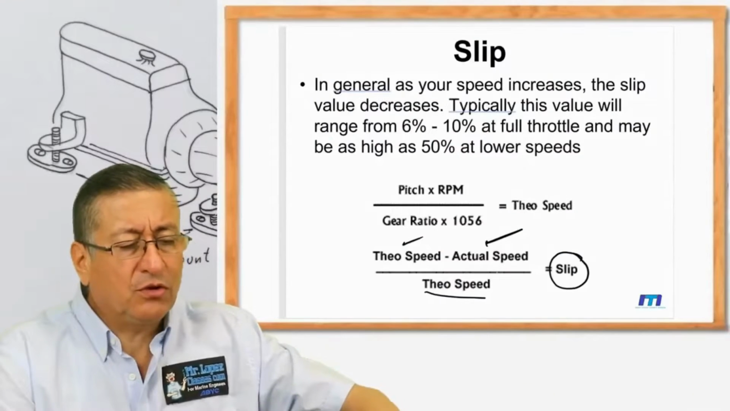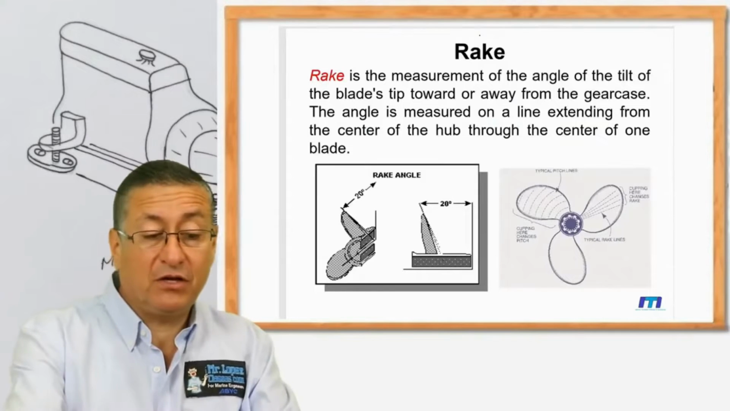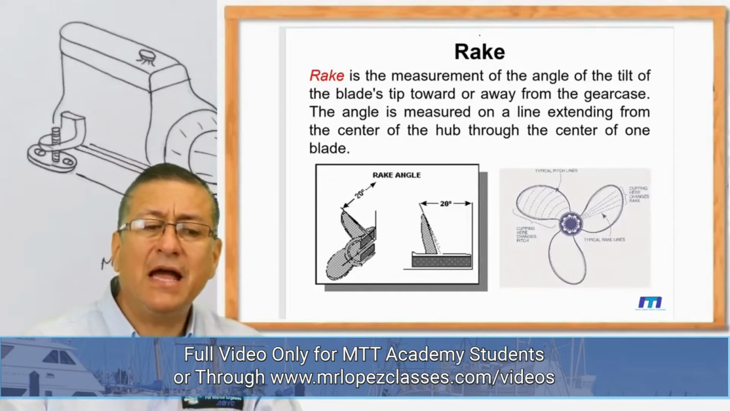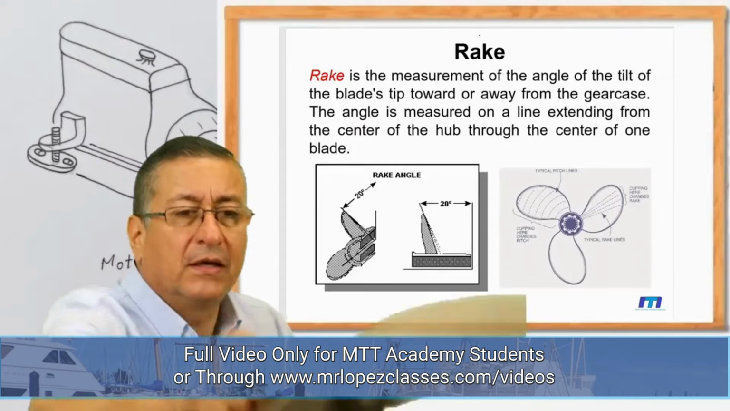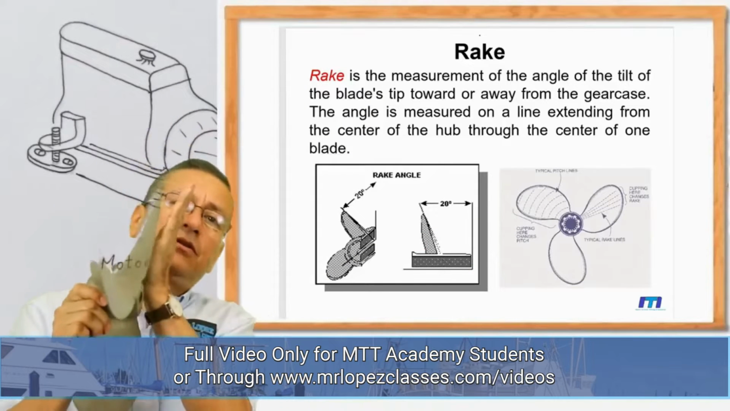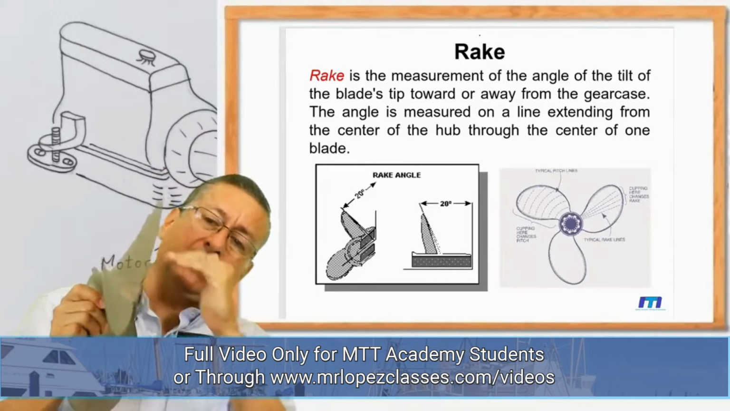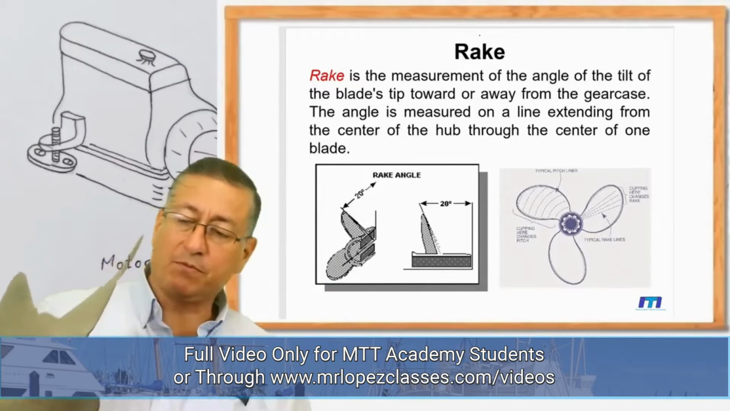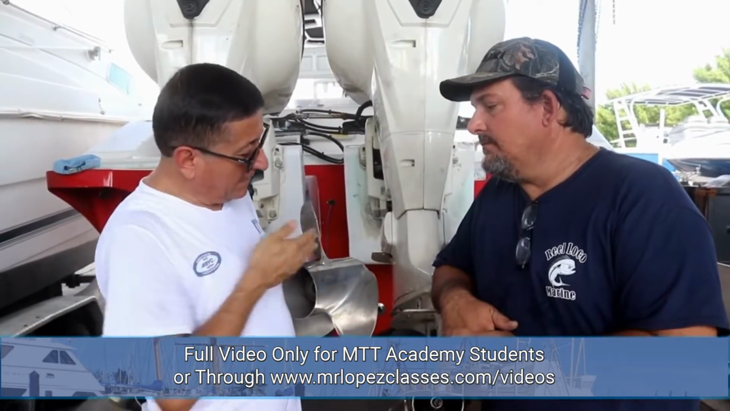My friends, we are going to continue with the other important information in relation with the propeller. This is the rake. It is the angle of inclination between the blade and the axis of the propeller. This angle of inclination of the blade with the axis of the propeller is your rake. The rake. Like this one.